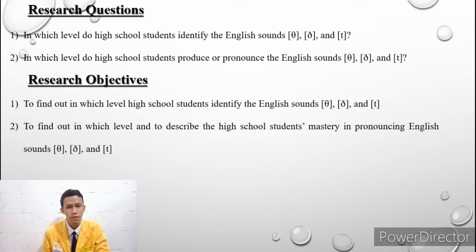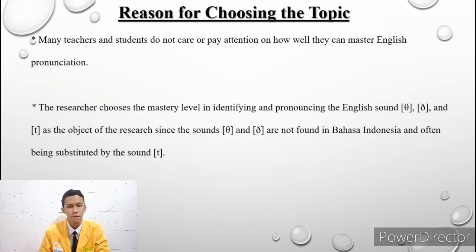And then the reason for choosing the topic. First, many teachers and students do not care or pay attention to how well they can master English pronunciation. And then the researcher chose the mastery level in identifying and pronouncing the English sound th, th, and th as the object of the research, since the sound th and th are not found in Bahasa Indonesia and are often substituted by the sound th.